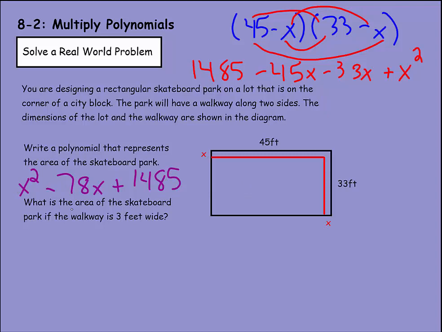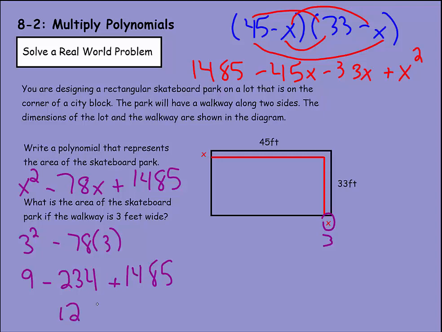Now it asks us, what is the area of the skateboard park if the walkway is 3 feet wide? So therefore, if x was 3, now we can plug that in and find out. So we'd have 3 squared, which would be 9, minus 78 times 3, so minus 234, plus the 1485. So if I solve all of this, that would come out to 1260. So 1260 feet squared. So this would be the area of that skate park by solving this polynomial.